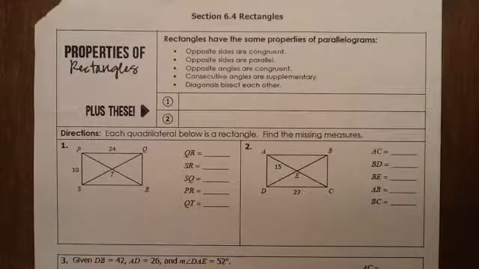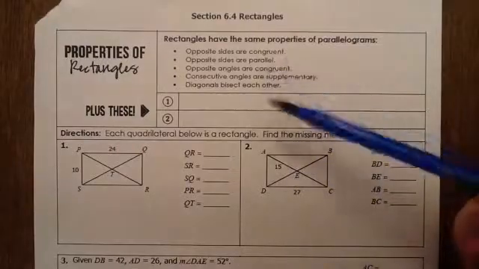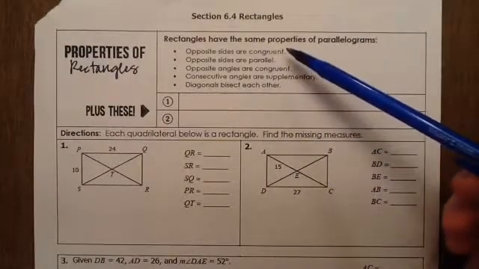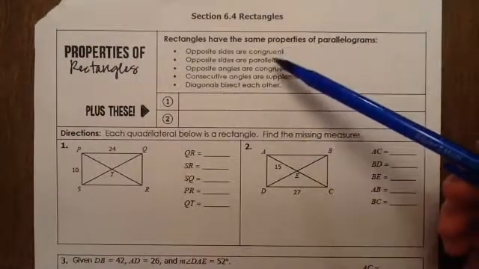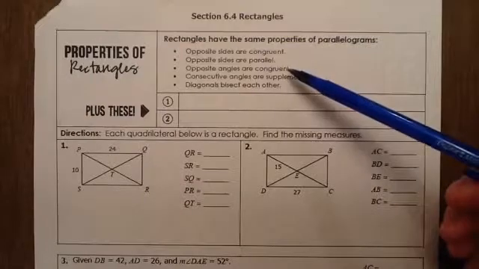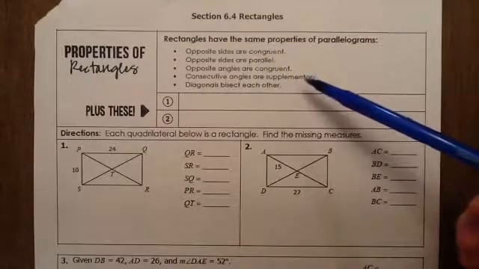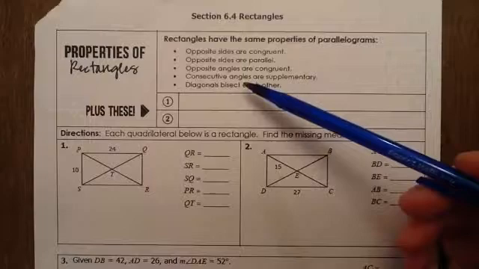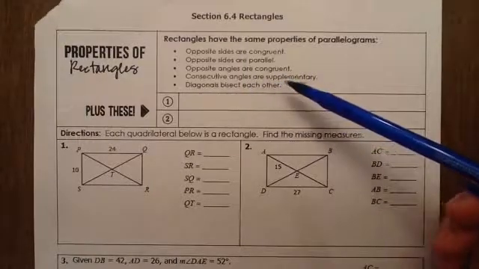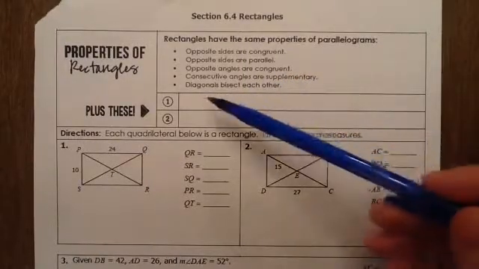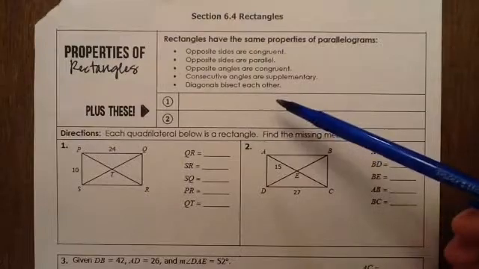Mathematicians, today we are going to talk about rectangles. Rectangles are a specific type of parallelogram, so they have the same rules we have been talking about. Opposite sides are congruent and parallel. Opposite angles are congruent. Consecutive angles, meaning they are on the same side, are supplementary. And diagonals bisect each other.